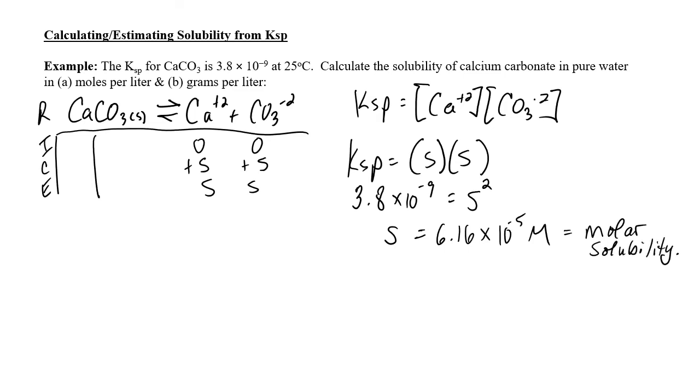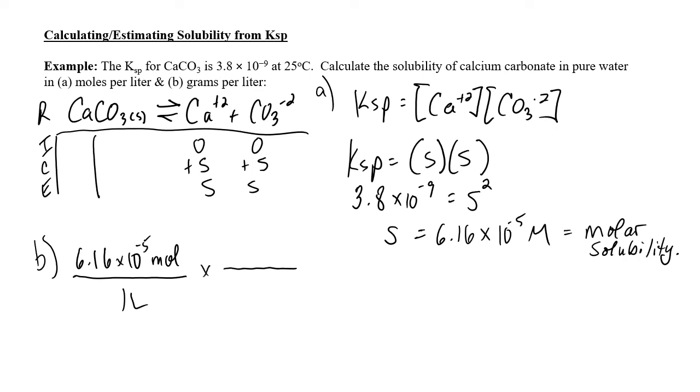That's part A. Part B, we want to get it in grams per liter. So let's take that 6.16 times 10 to the negative fifth. That means moles per 1 liter. We want to get it into grams per liter, so we want to cancel out moles and get into grams. We know the molar mass is about 100-ish, 100.1 grams per mole.